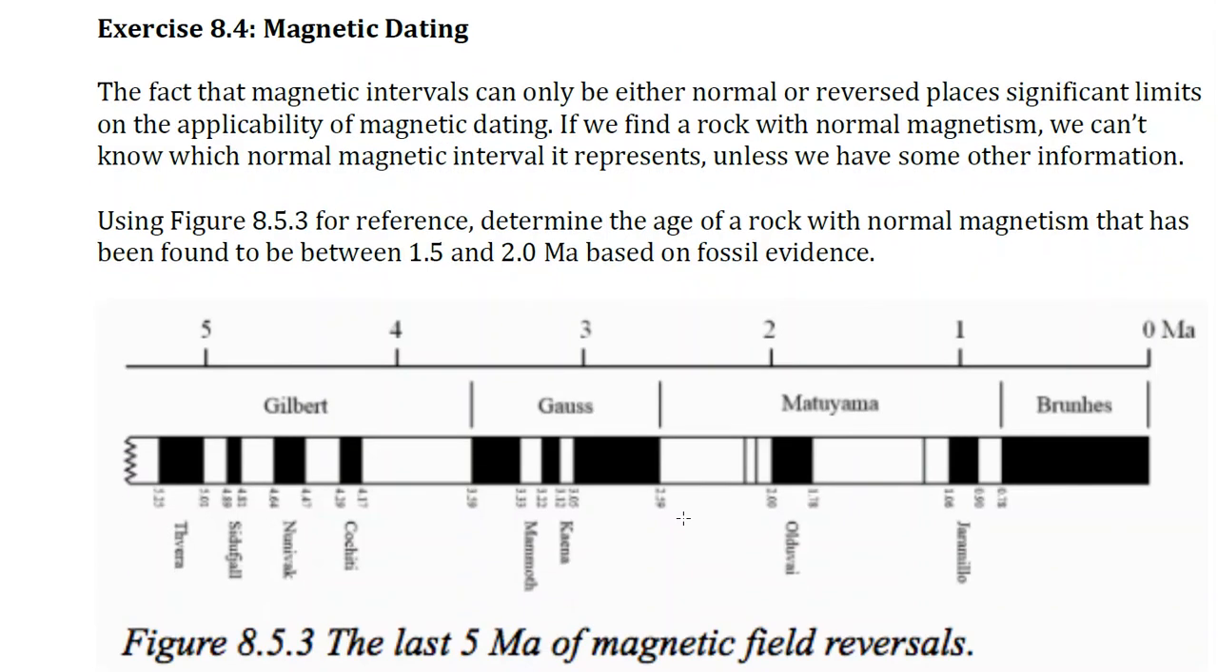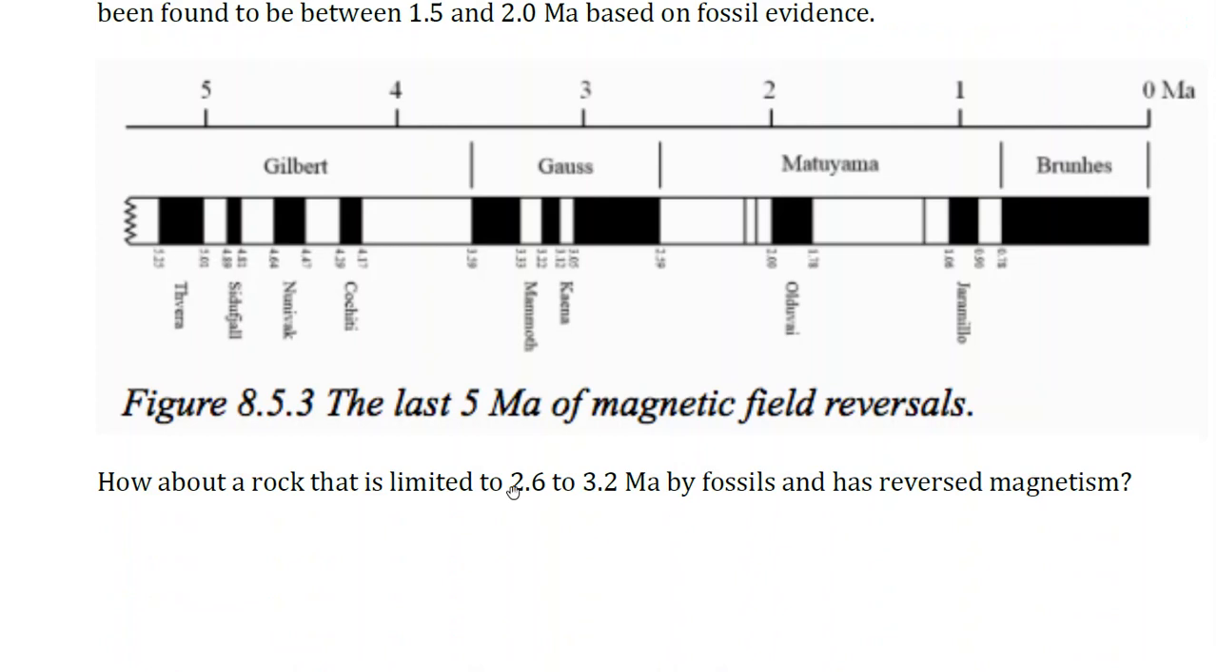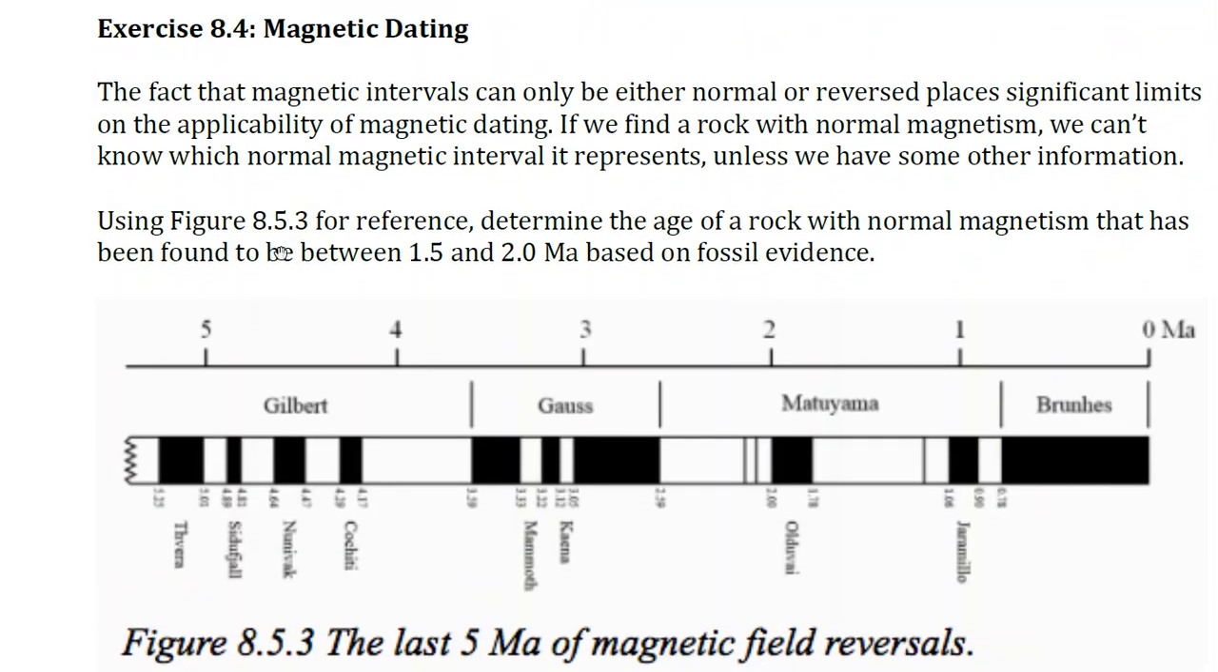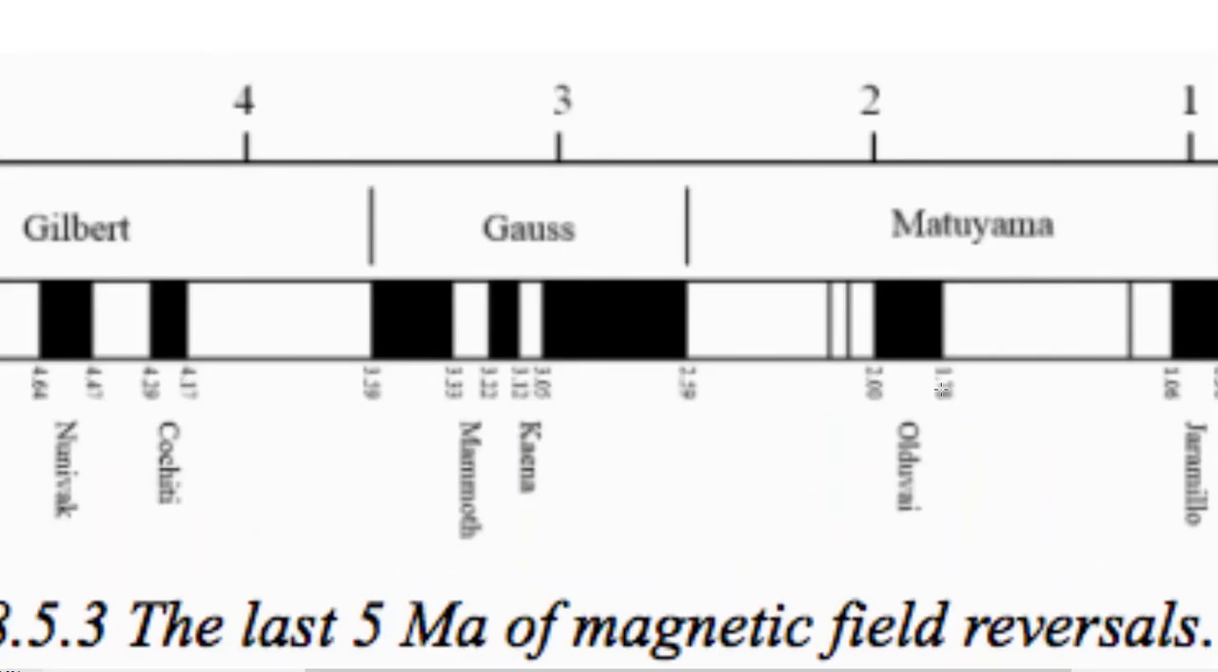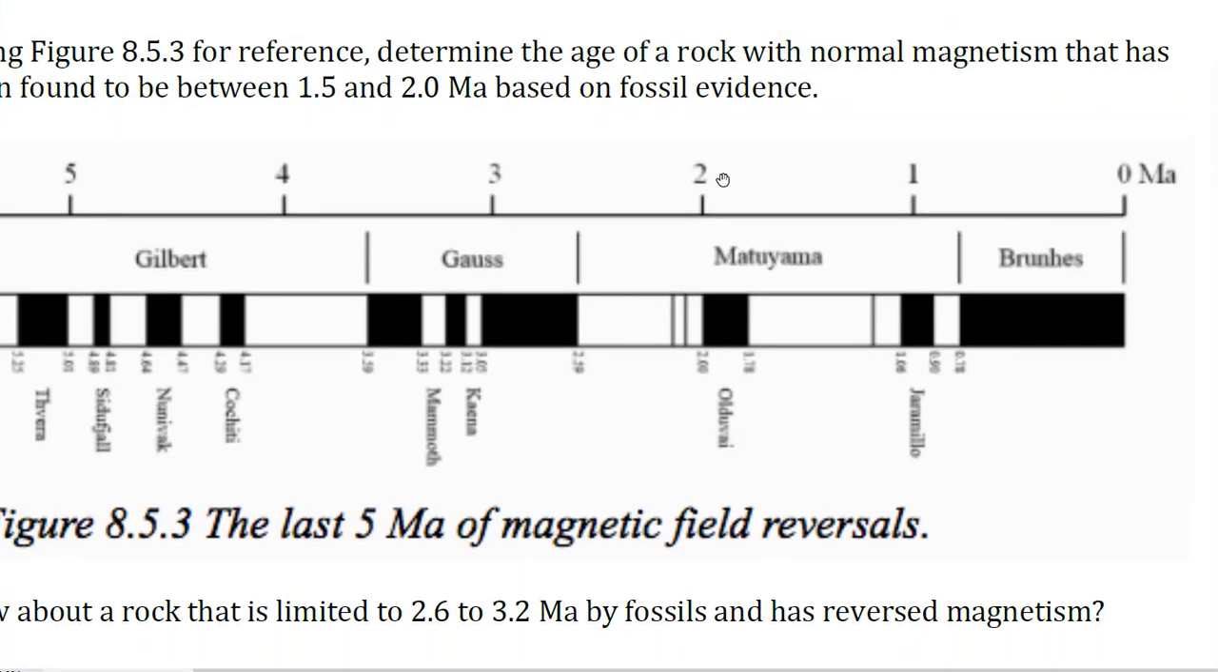Here we're looking at these paleomagnetic ages, right? And remember, the normal magnetism would be the black, and the reverse is the white, periods of reverse polarity. The question is: using the figure for reference, determine the age of a rock with normal magnetism. The only rock with normal magnetism is the black right here. So if I zoom in a little bit, it looks like 1.78 to 2 million years old. So that rock would be 1.78 to 2 million years old, because that's the only one that has normal magnetism there.